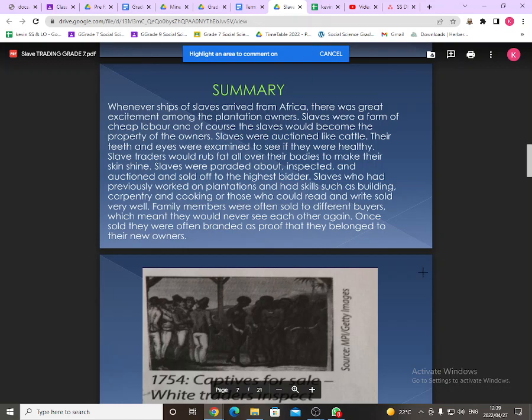Slaves who had previously worked on plantations and had skills such as building, carpentry, and cooking, or those who could read and write, sold very well. Family members were often sold to different buyers, which meant they would never see each other again. Once sold, they were often branded as proof they belonged to their new owners.